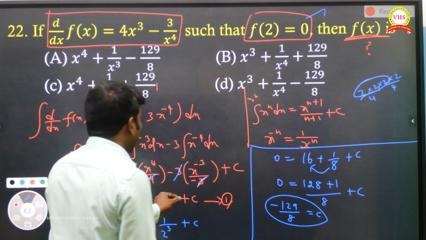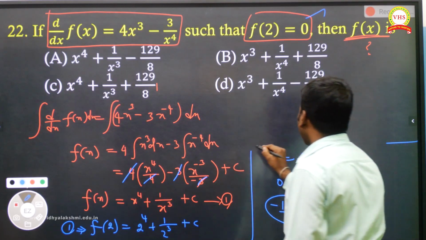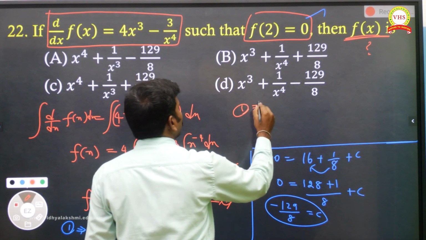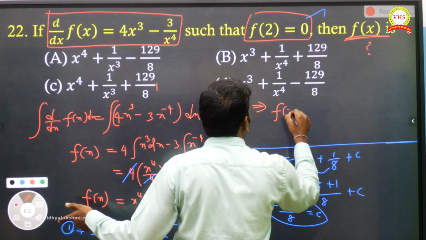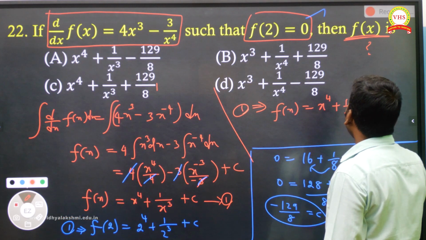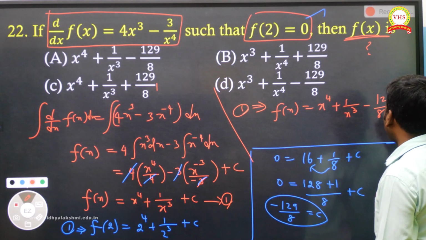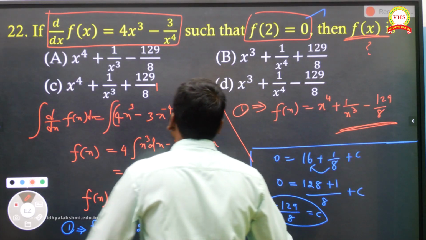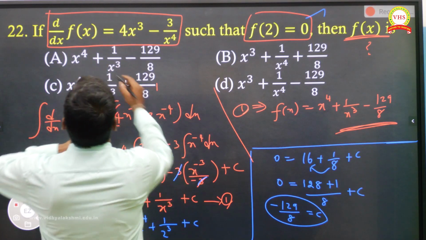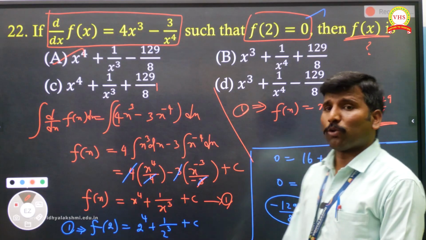So take c and apply it in answer number 1. So what I am getting, my final answer: f of x is equal to x power 4 plus 1 divided by x power 3, and the c value is minus 129 divided by 8. Where we have x power 4 plus 1 by x power 3 minus 129 divided by 8, this is option A. Option A is our required answer.